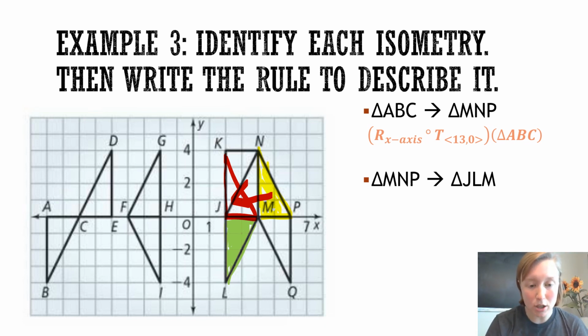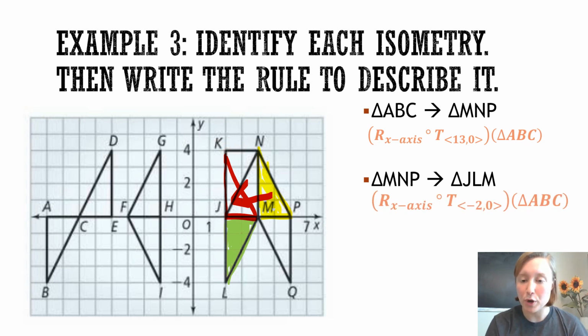So it looks like I took my point that's here, point N, I'm going to start with that, and it looks like I went backwards 2 in the x direction, so that would be like a -2 shift. So I translated it -2, 0, okay, and then again I'm reflecting over the x-axis, and I'm starting with triangle MNP and getting it to triangle JLM.